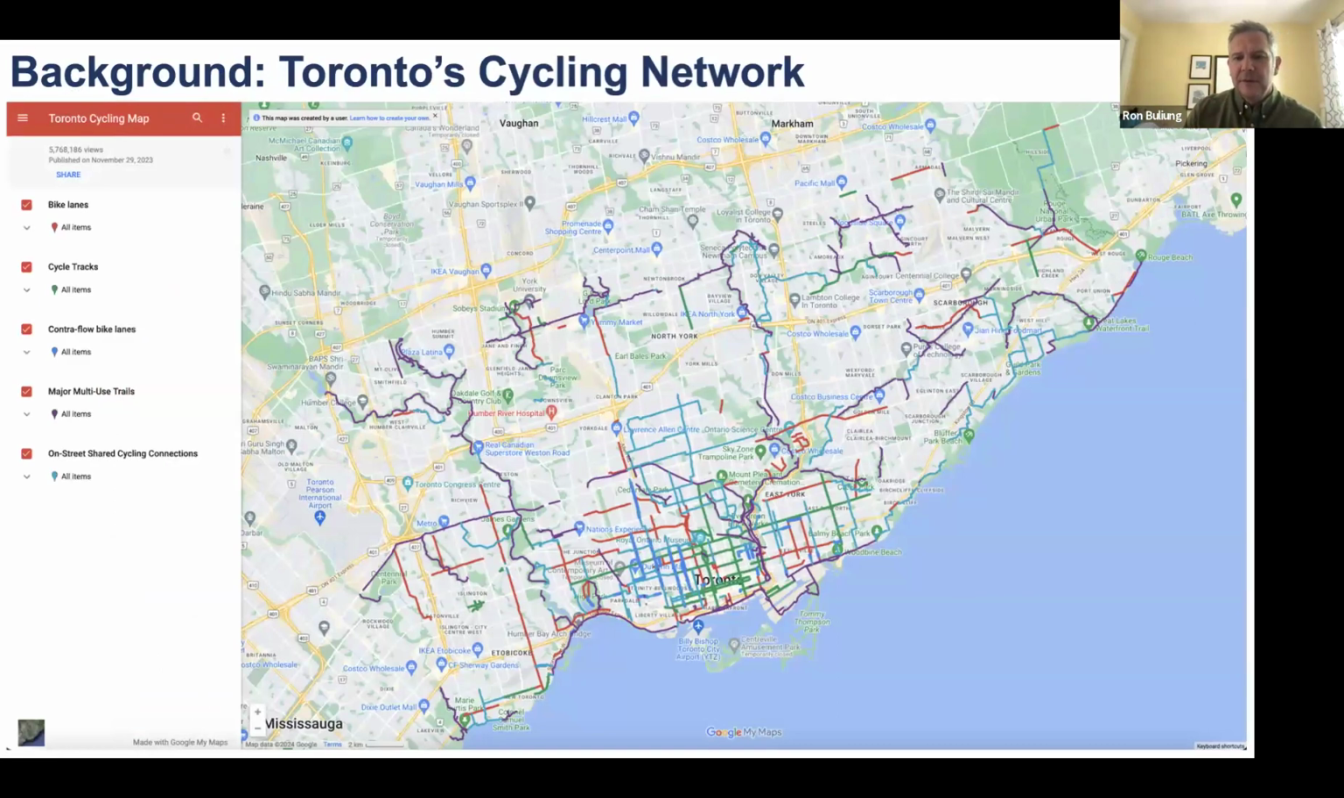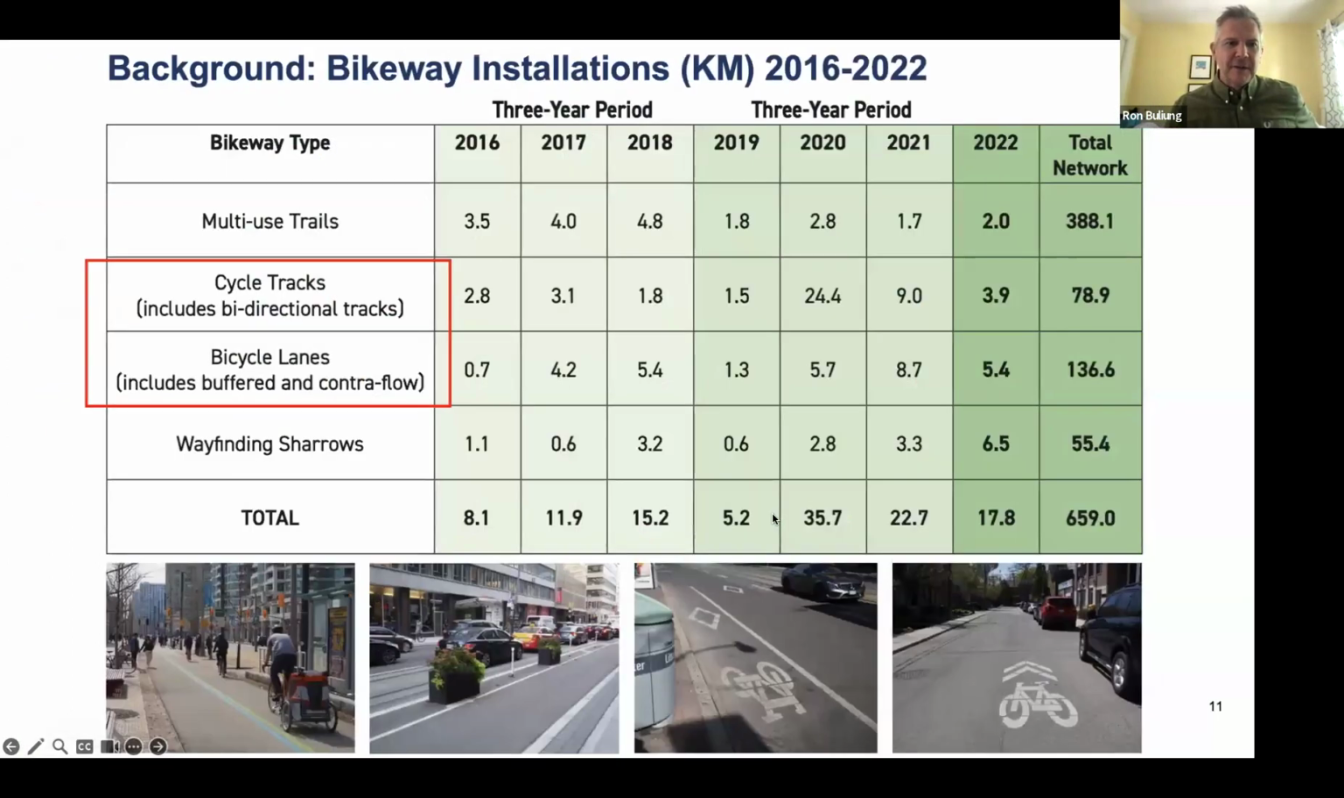So the examples that I'm going to use today are largely focused on the City of Toronto and the Toronto cycling network, which has grown in leaps and bounds during the first two decades of the century. I'm still getting used to wrapping my head around framing time and dates in those terms. In particular, the examples I'm going to talk about focus on cycle tracks and bicycle lanes.